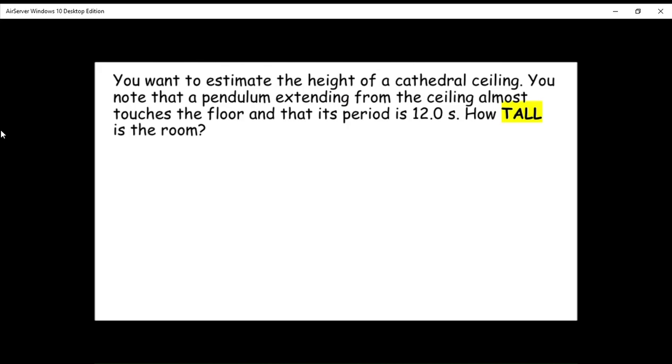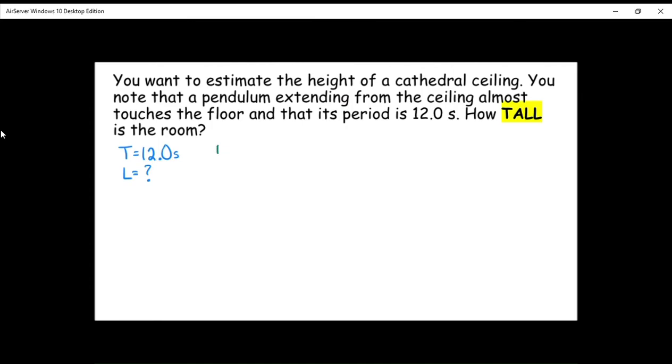Okay, my turn. I have period, 12 seconds, and we're looking for tall. So really we're just looking for the length of the pendulum. It's pretty cool that you can use a pendulum to figure out how tall things are. Maybe one day you'll need that in real life.